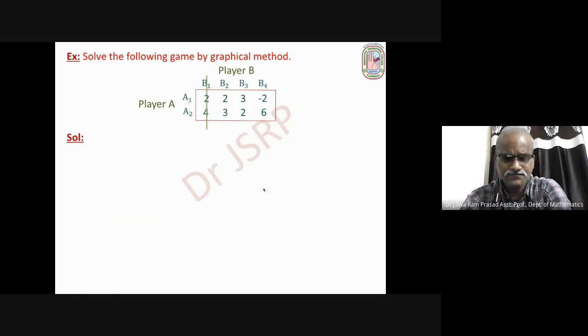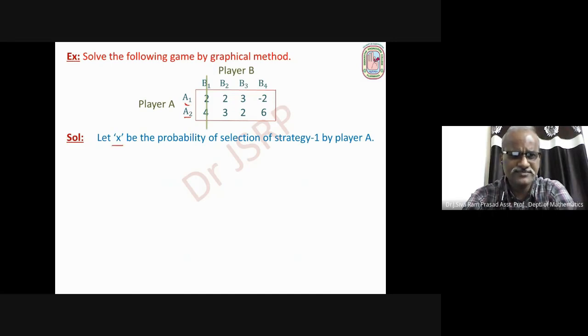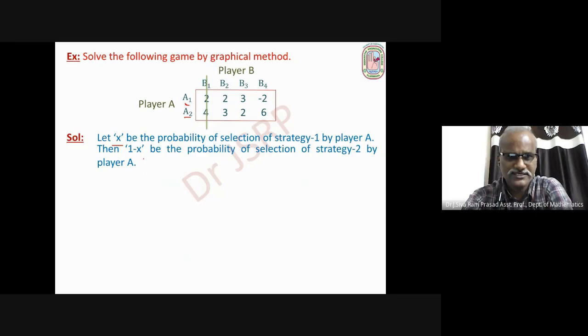Now we apply the graphical method to the resulting table. Since player A has only two strategies, we can take the probability of selection of these two strategies. So let X be the probability of selection of strategy 1 by player A. Then 1 minus X is the probability of selection of strategy 2 by player A. So it is clear by the property of probability. Based on these probabilities, we can find the expected gain function for player A with respect to each strategy of player B. Okay, so we have a tabular format.